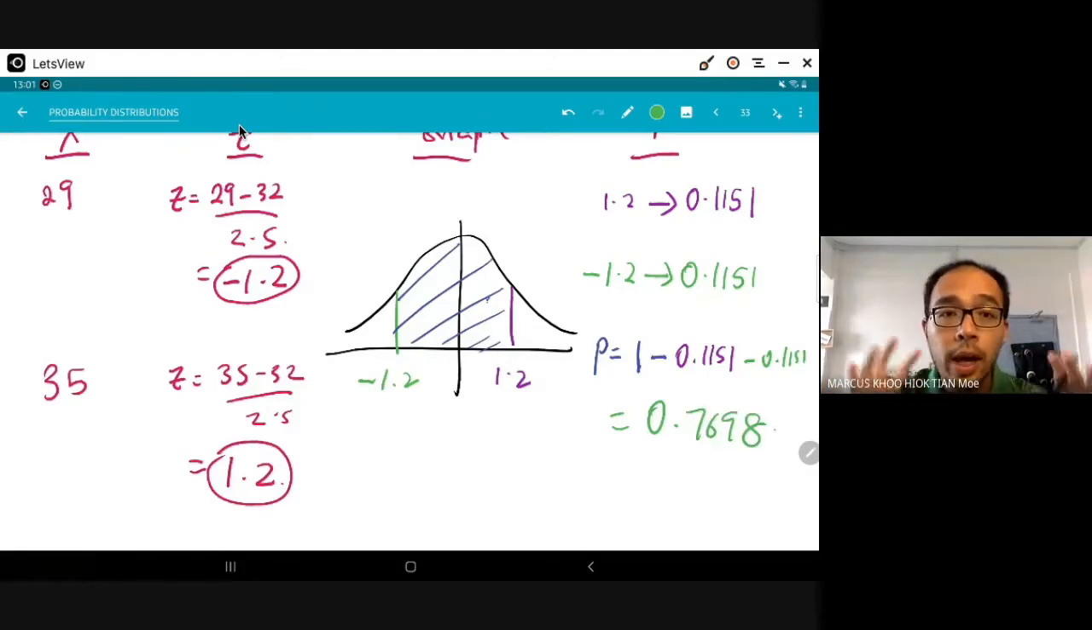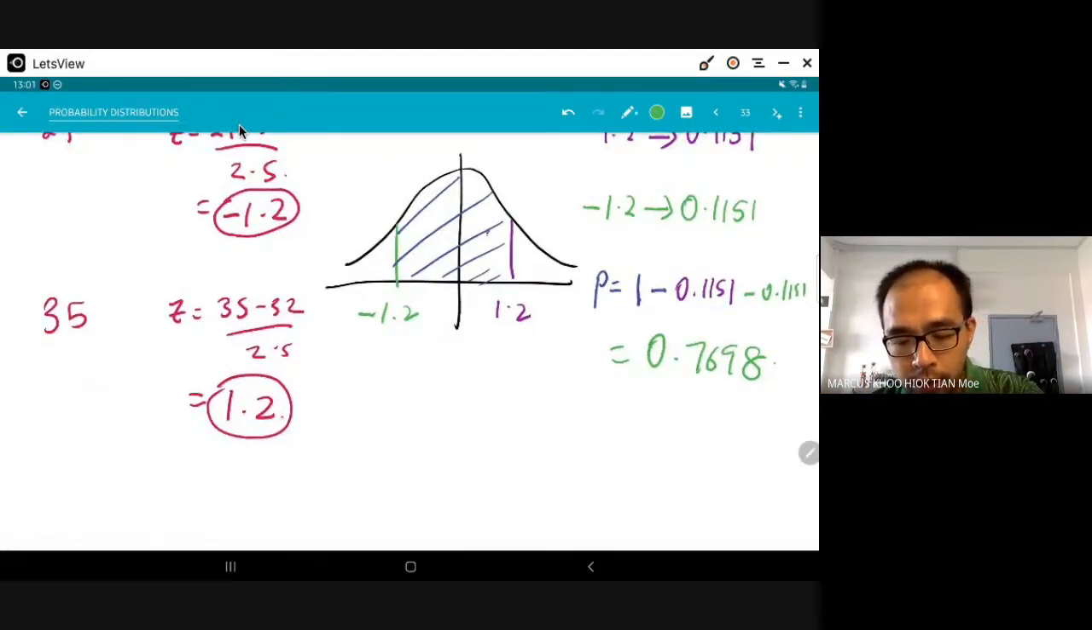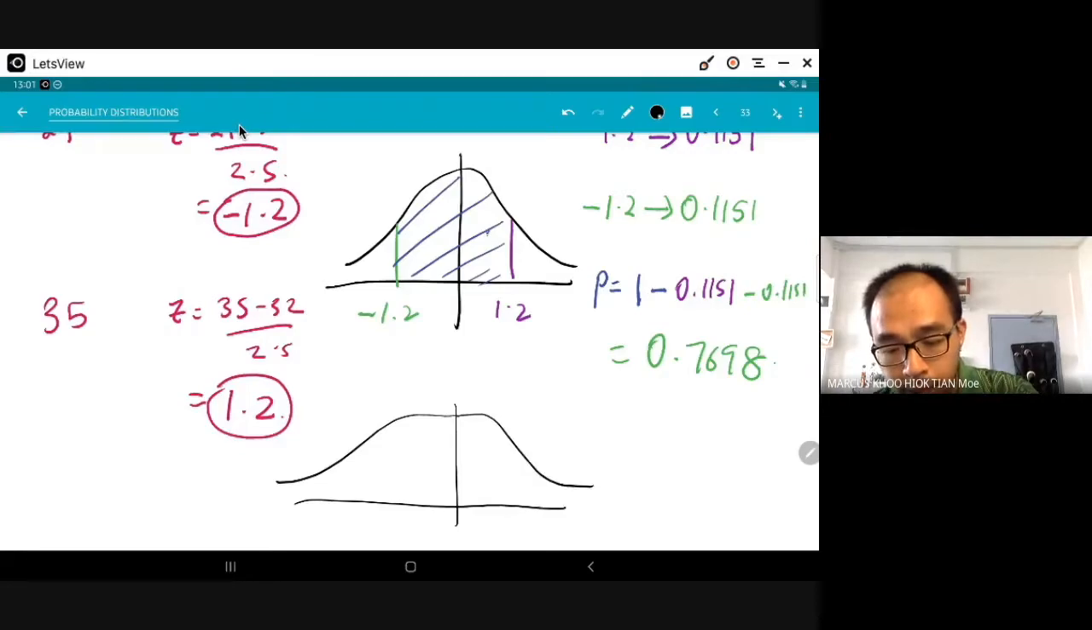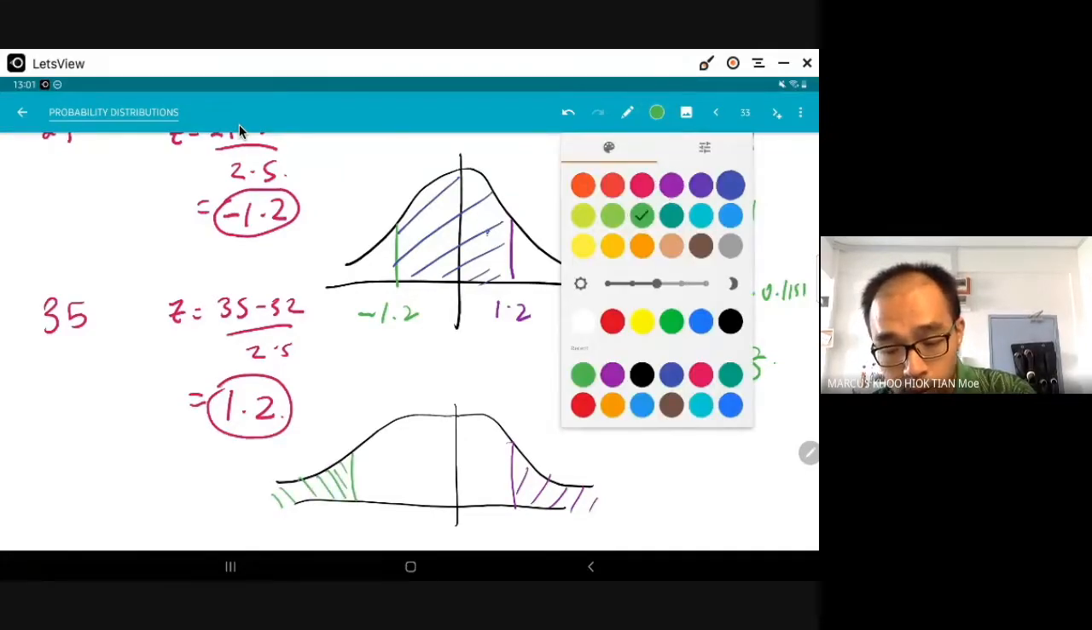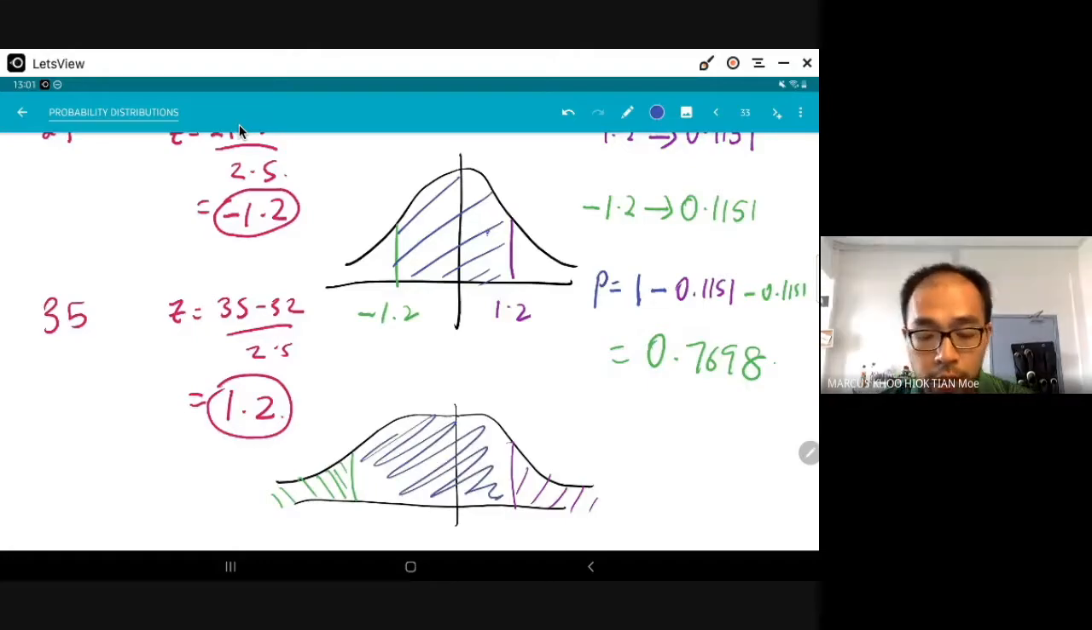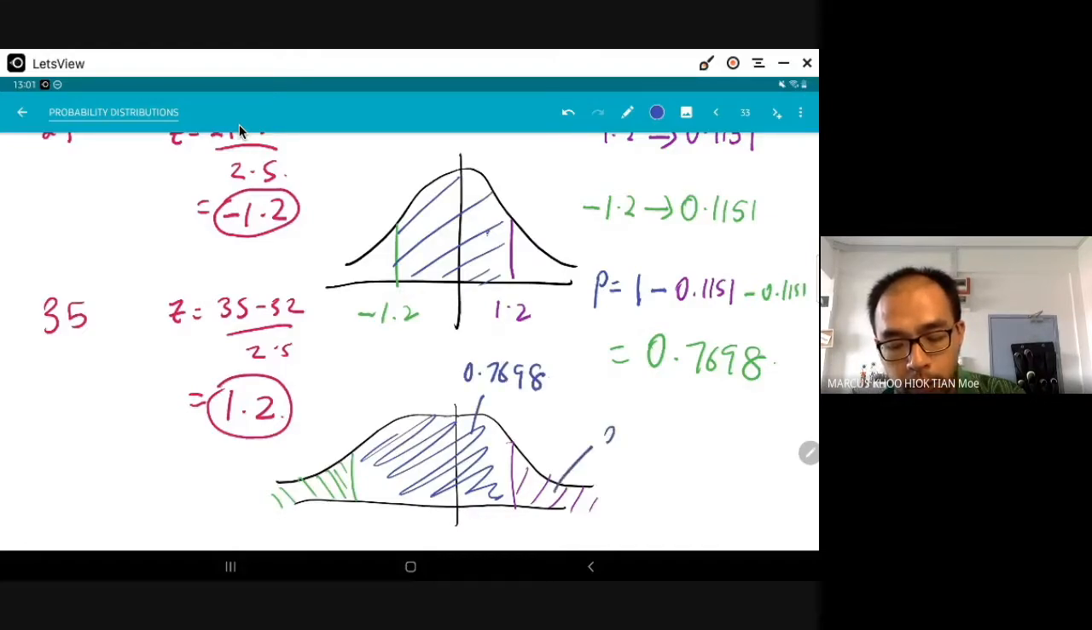I hope you've realized by now that when you understand the most important thing about a graph, this is what it means. I'm going to draw the graph again. Just now I said the purple color probability is over here. This is the purple, this is the green, and this is the blue. Now we find out that the blue one is 0.7698, the purple one is 0.1151, and the green one is 0.1151.